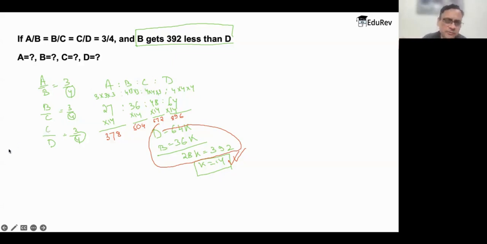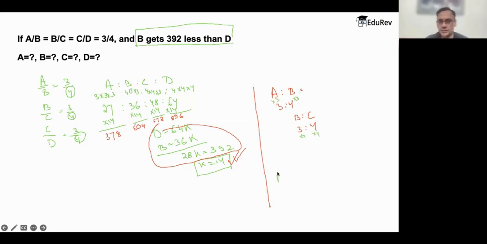This should not be a problem if you have understood how to compare. And if you do not want to use this method, then you can find the ratio otherwise also, which I told you. Let's do that way also. So A is to B is 3:4. B is to C is also 3:4. Now, if I have to make them same, then this should be multiplied by 3. This should be multiplied by 4. And of course, you'll have to multiply both.